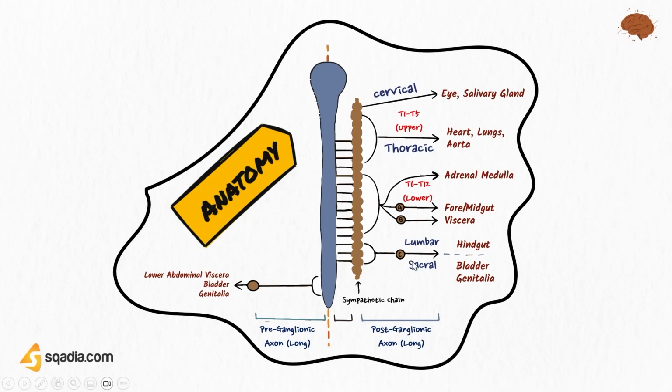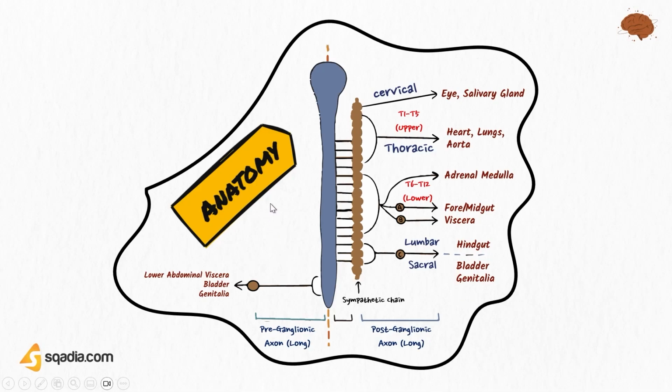Next we have this lumbar and sacral region, which comes down to L1 and L2, and it supplies the large intestine and rectum, kidney, bladder, gonads, and external genitalia. Now the primary neurotransmitter released at the terminal end of the postganglionic neuron at the synapse with the target organ is norepinephrine. Other neurotransmitters are also involved, such as epinephrine and dopamine.